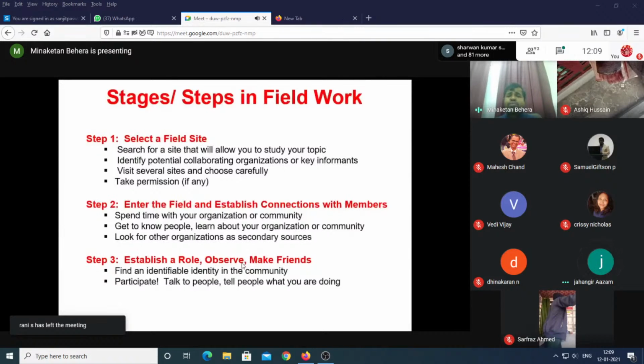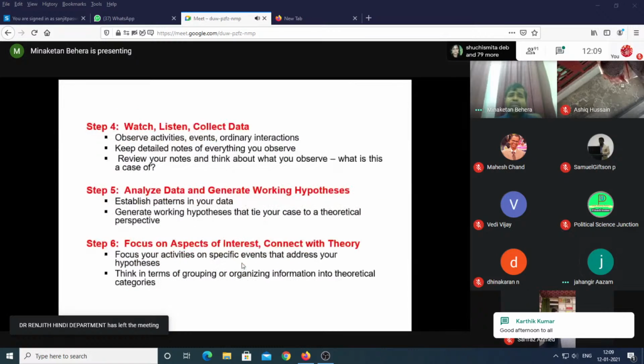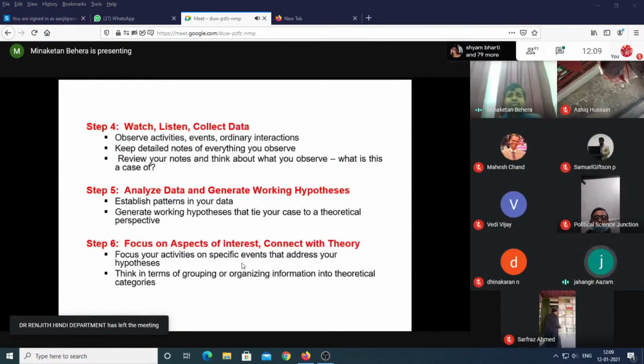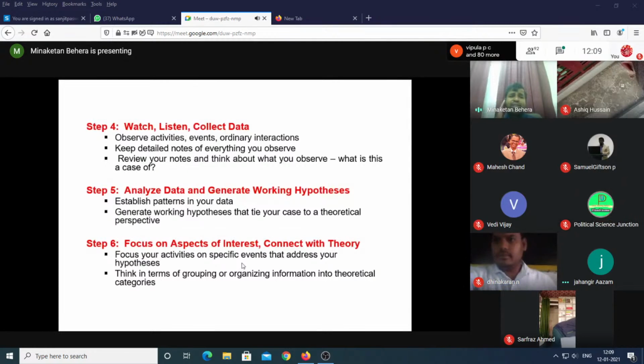Then the third thing is your role: observe and make friends in that particular community, participate with them, talk to them, and develop your rapport with that community. When you are going to the field, remember one thing: you should observe all their activities, their events, their ordinary life. As a researcher, you have to be careful on that dimension. Then try to write down whatever you observe, and note those observations.